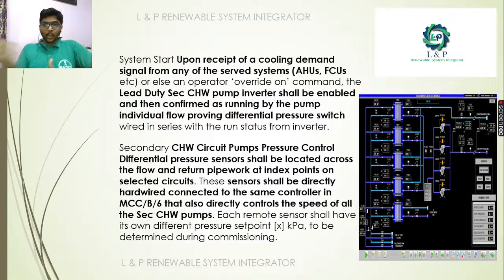After receiving the cooling demand signal from the air handling units and fan coil units, the chilled water pumps are enabled. Based on the differential pressure switch and the flow, the pump will start working and pump the chilled water into the buildings through the supply line. Most importantly, we are using differential pressure sensors for pressure control, so the chilled water circuit pumps operate on their selected setpoint values, and all of these are hardwired to the MCC. We are monitoring the entire details of these chiller pumps.